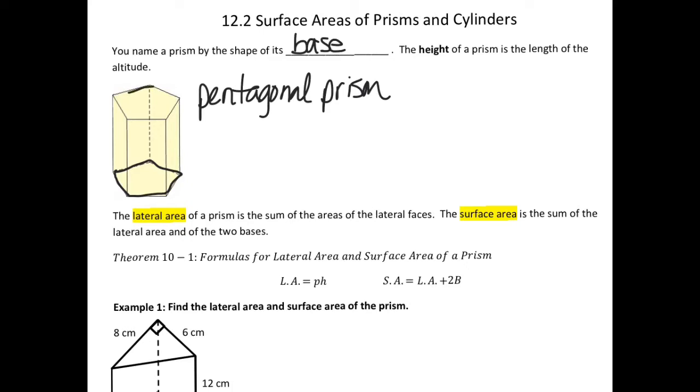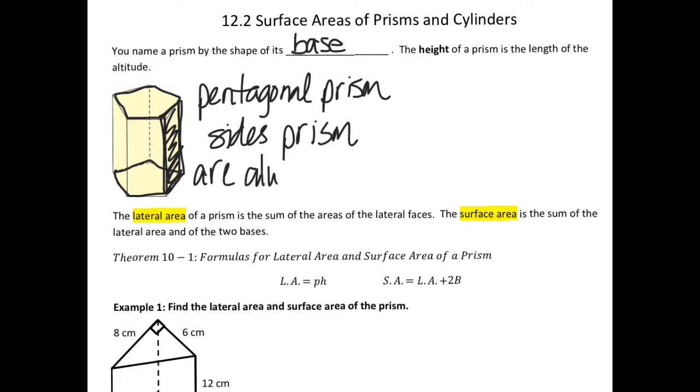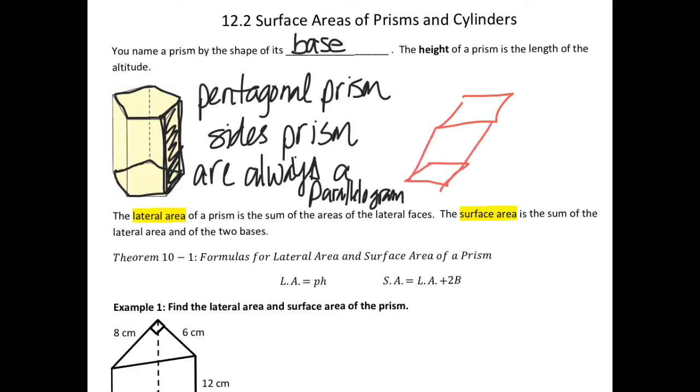Remember that the definition of a prism is that it has congruent bases. The height of the prism is the same thing as the length of the altitude. The other thing that I want to tell you is that the sides of a prism are always a parallelogram. Now, I know that that sounds weird, but it's because sometimes prisms are not straight up and down. Instead, they are kind of slanted. This would be called an oblique prism, and this would be called a right prism. So when they're straight up and down, they're right. When they're slanted, they're called oblique.